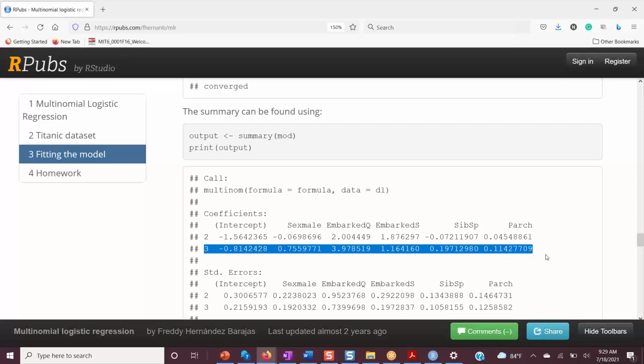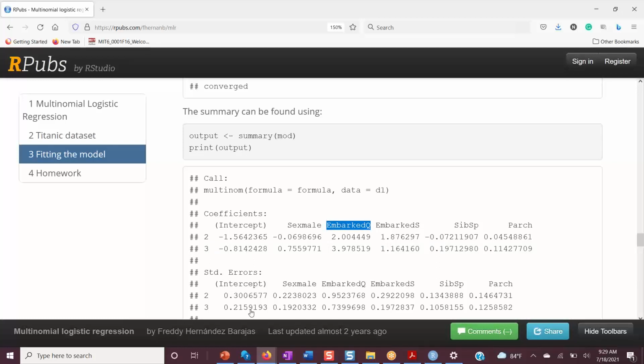This whole thing is about estimates of these parameters. Sex male is the reference class. The reference class is in the intercept. Okay, embarked Q. So what are the different embarkment areas? There are 3 embarkment areas, right? Q, S, and another class.